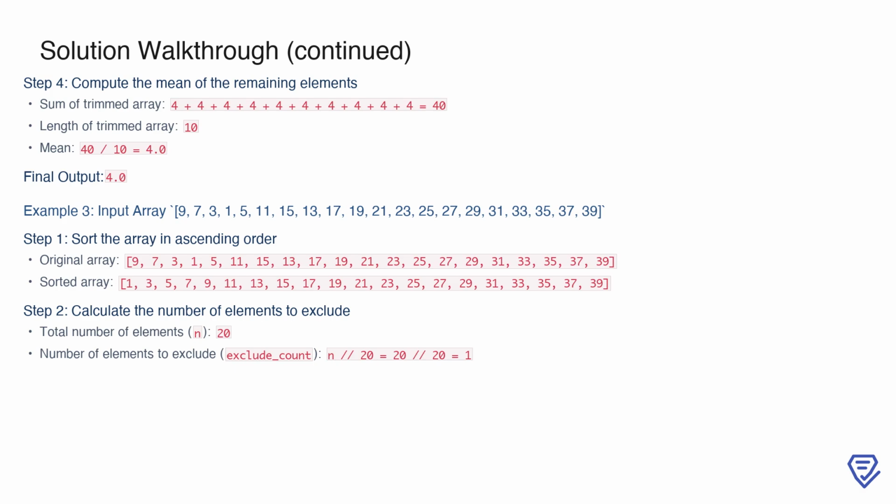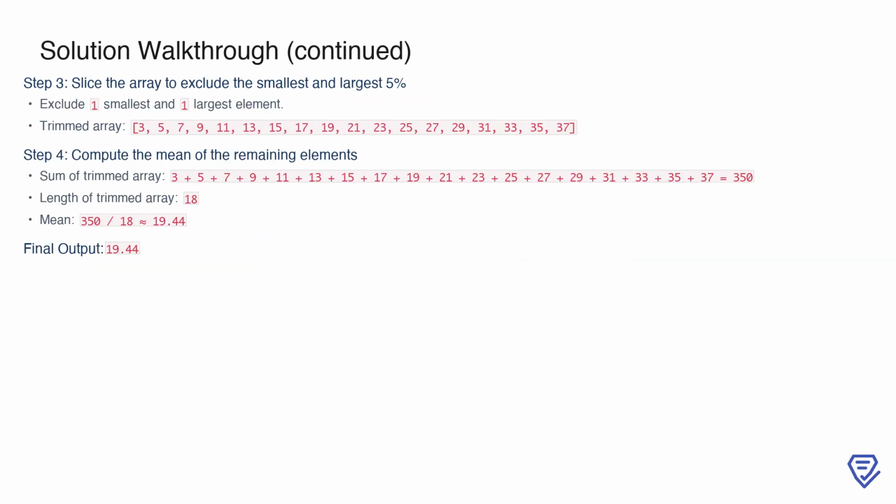33, 35, 37, 39. With 20 total elements, we calculate the number to exclude using n//20, which gives 1. This means we will exclude one smallest and one largest element from the array. After removing the smallest and largest elements, which are 1 and 39, the trimmed array becomes 3, 5, 7, 9, 11, 13, 15, 17, 19, 21, 23, 25, 27, 29, 31, 33, 35, 37.